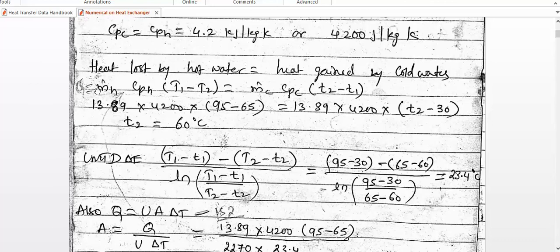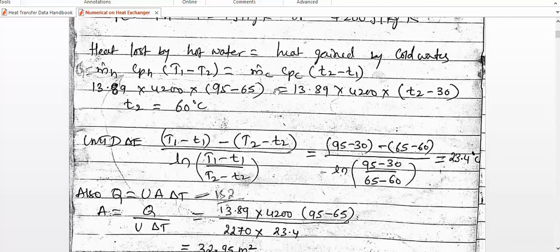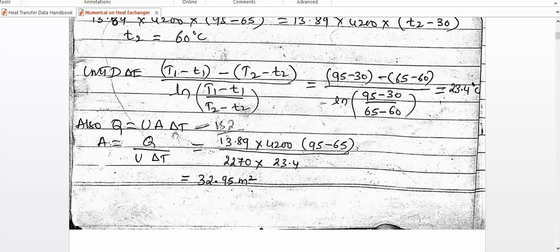Either you go with Q is equal to m dot h Cph into (T1 minus T2), or you can go with Q is equal to m dot c Cpc into (T2 minus T1). So you go with either of these two expressions. Okay, so better you go with the higher value of Q. Out of these two expressions, whichever has the higher value, take that value as Q here. Okay, so now I will go with this expression, right?